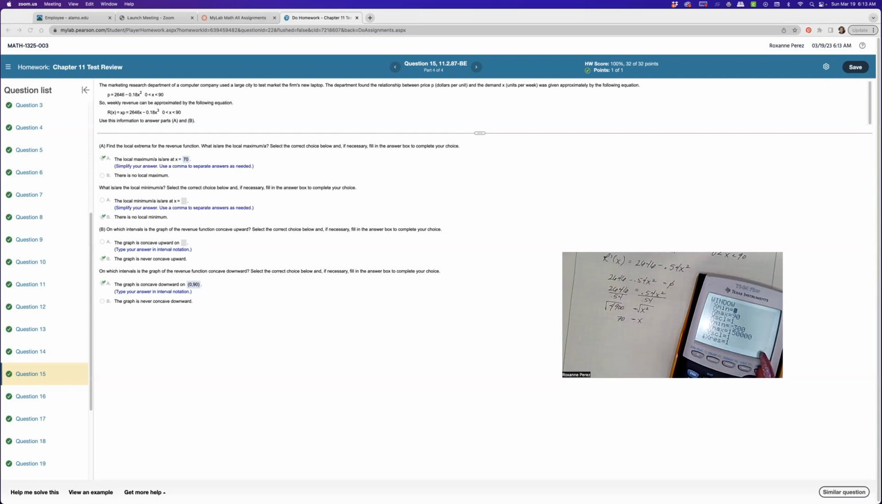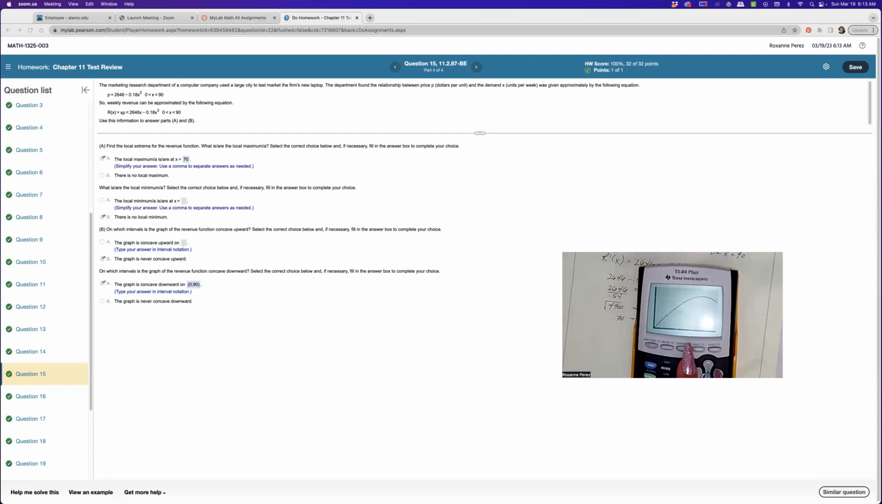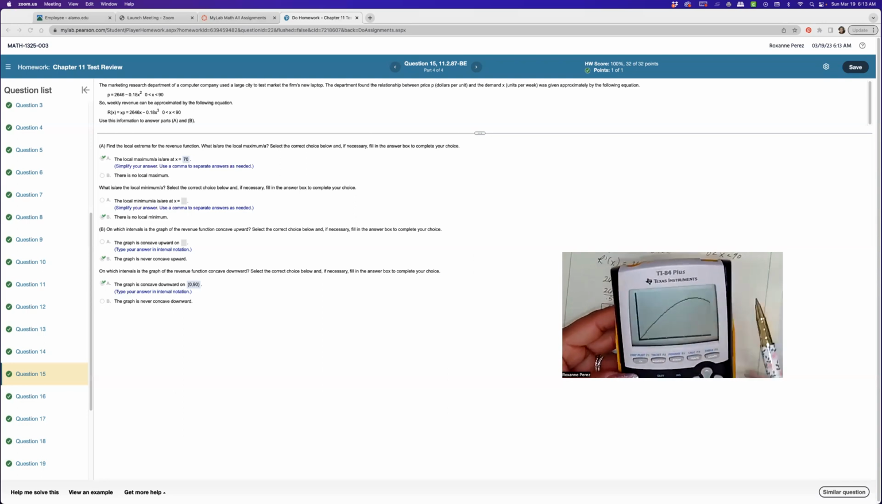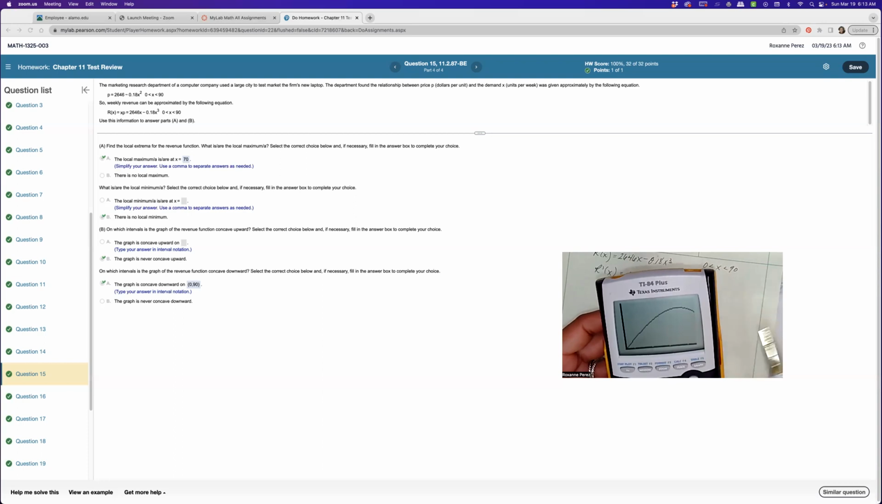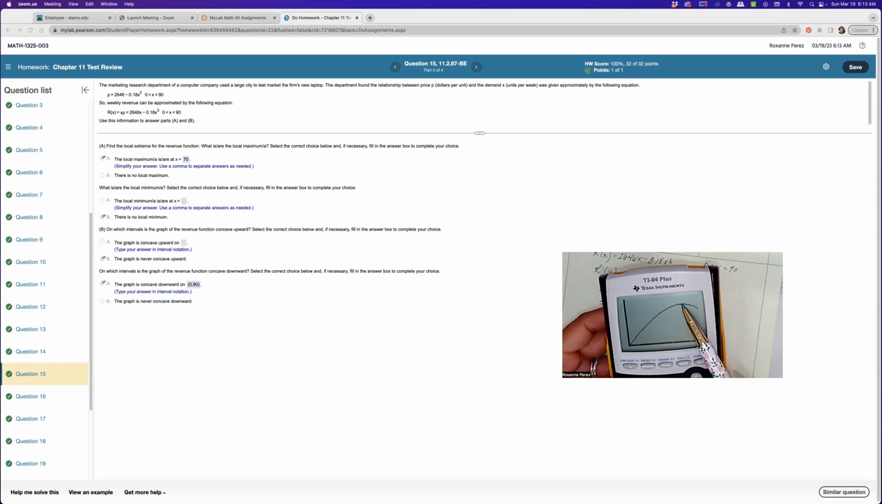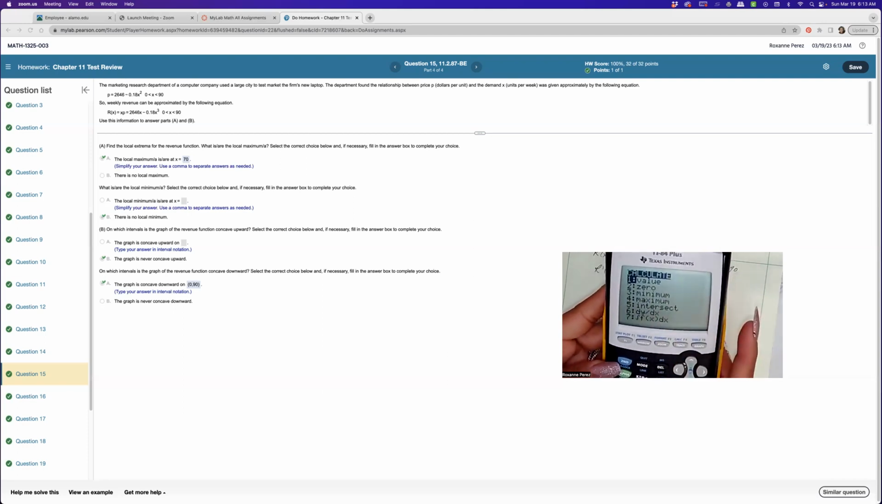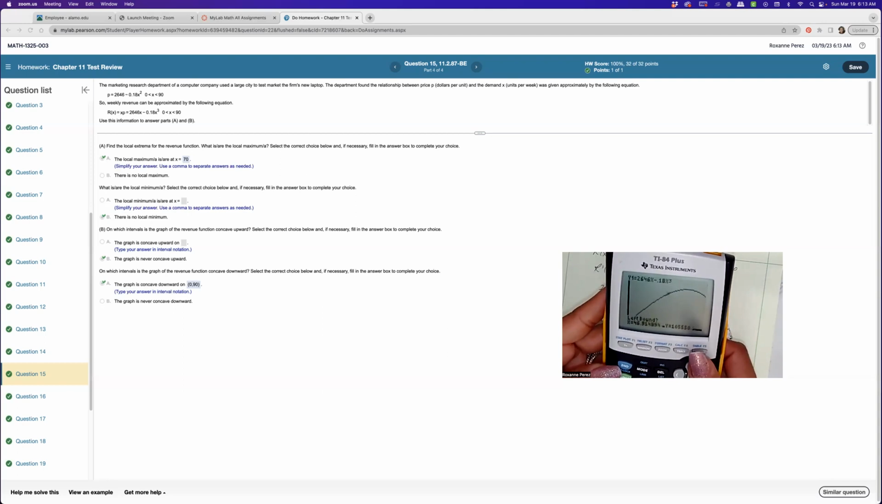Okay, so now we're going to hit graph, and there's our function. We can see that it is concave down over this entire domain that we were given, right, to evaluate. And we can see that we have a maximum point. So let's confirm that. Second, trace. Going to use number 4, left and right only.